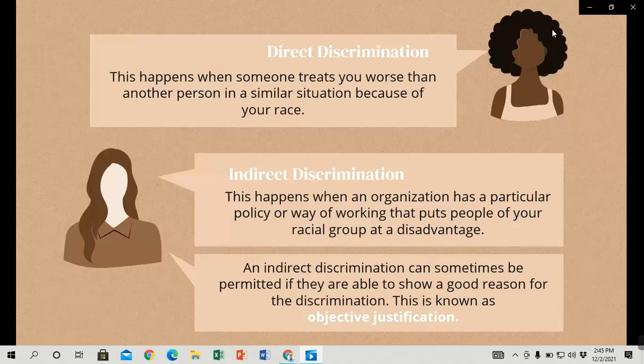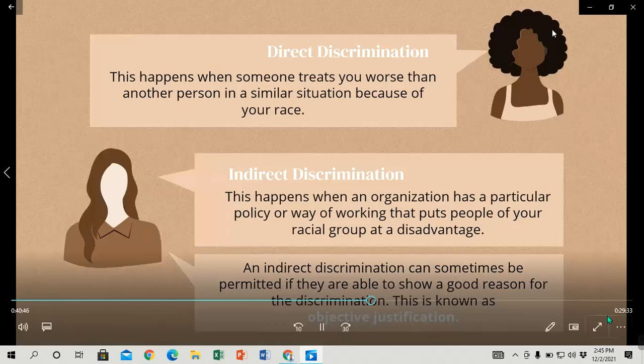That is seen to be not a good reason for the discrimination, or it is discrimination but not for a good reason. However, this indirect discrimination can be shown to have a good reason. So that is called objective justification. You are being indirectly discriminated against, but there is a good reason for it.